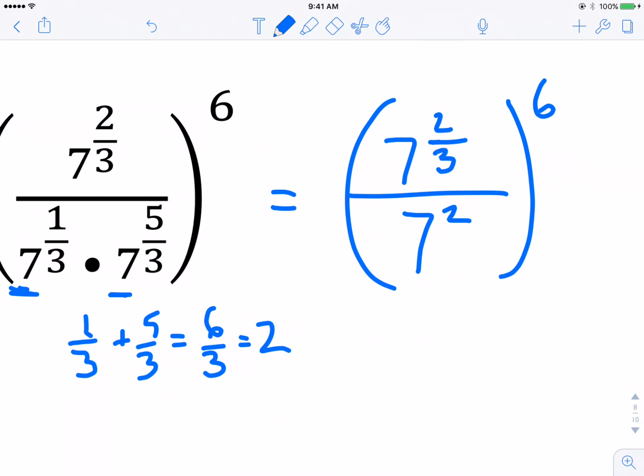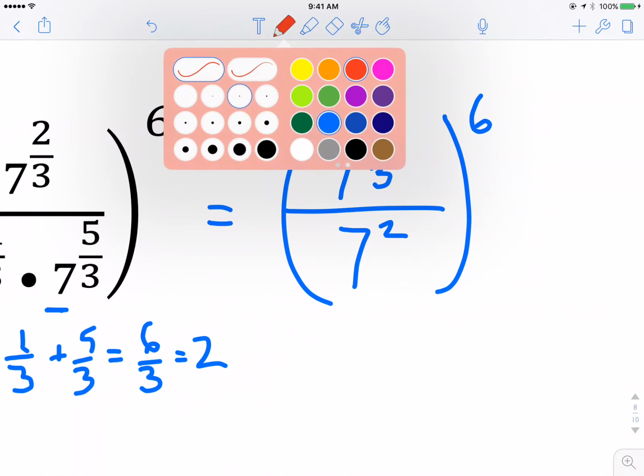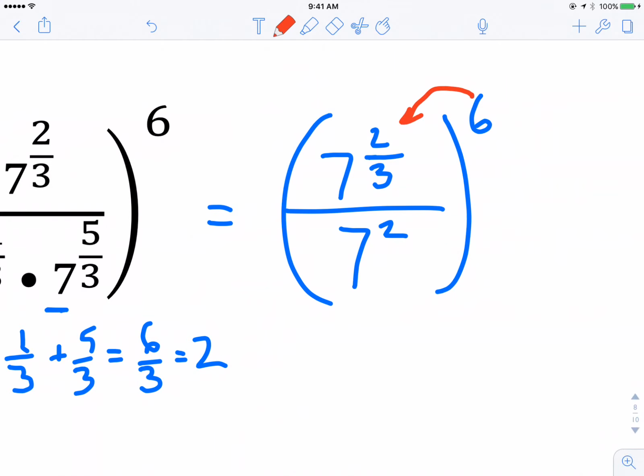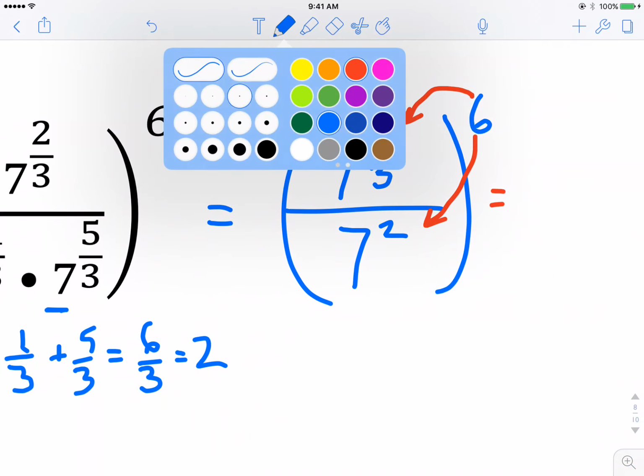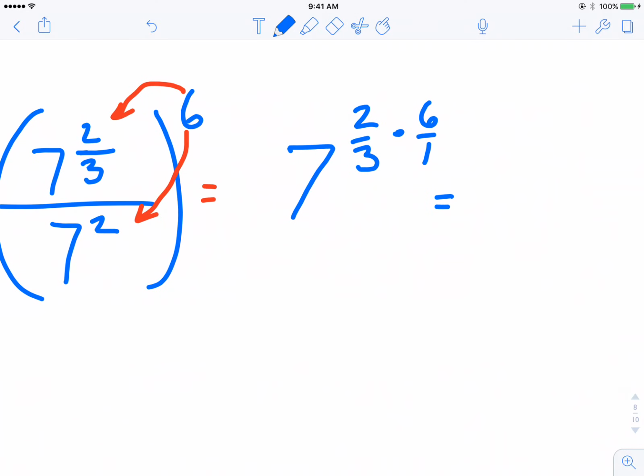Now this is simplified a little bit. So at this point, because I think it might be a little bit easier, I might apply that exponent straight away. So I'm going to take this power to a power rule and multiply it here, and multiply it here. This is going to become 7 to the power of 2 over 3 times 6, or just 6 over 1. 7 to the power of 12 over 3.